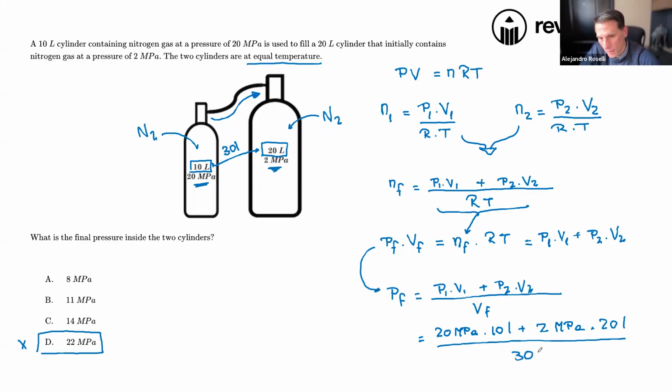The only two magnitudes that were added are the total volume and the number of particles. Okay, that's it. All that remains is to perform this calculation. That calculation will lead you to 8 megapascals. That is the answer to this question.